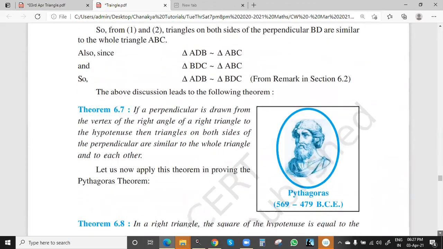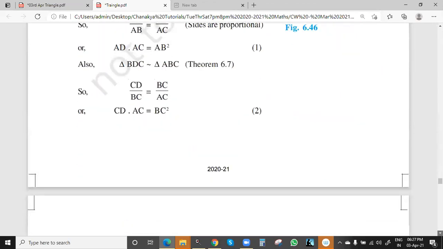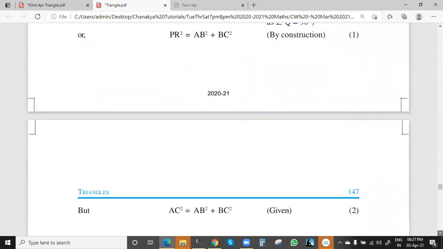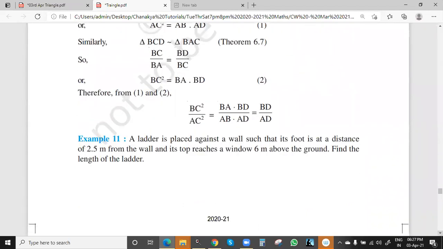Pythagoras theorem means basically hypotenuse square is equal to perpendicular square plus base square. This proof will not come this time.